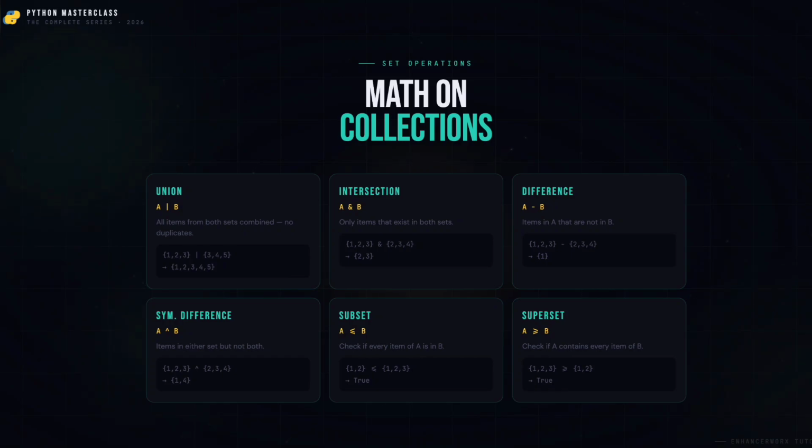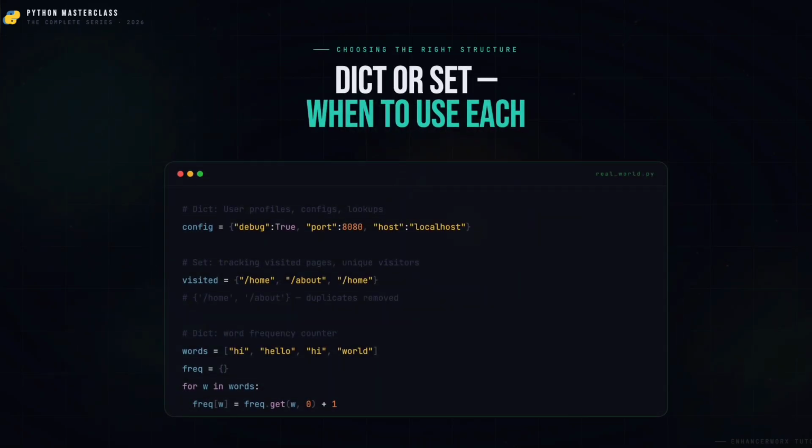Union combines all items from both sets. Intersection gives you only the items that appear in both. Difference gives you items in the first set but not the second. Symmetric difference gives you items that appear in one set but not both. These operations are used constantly in data analysis, deduplication pipelines, and permission systems.